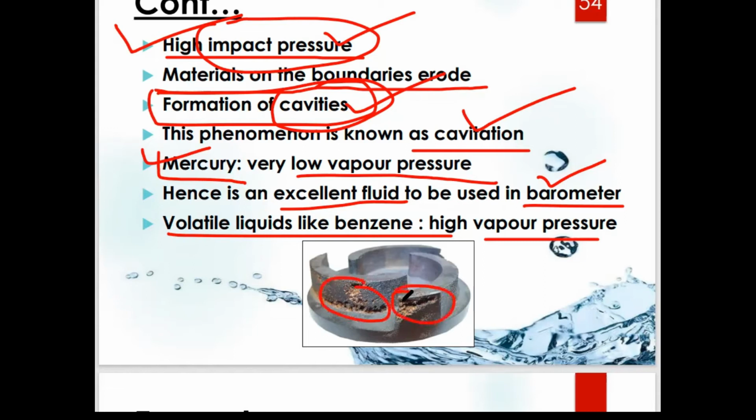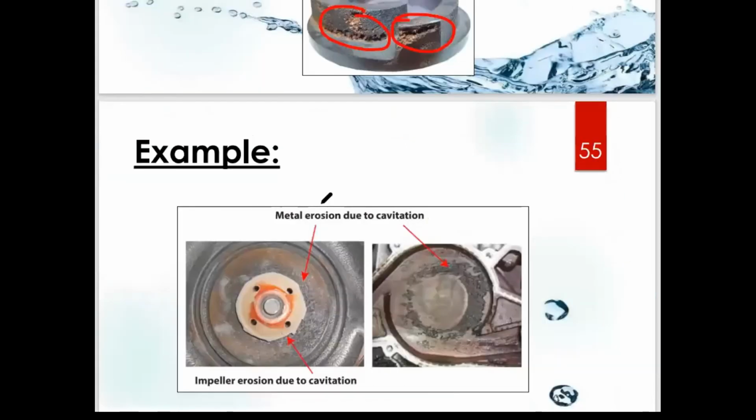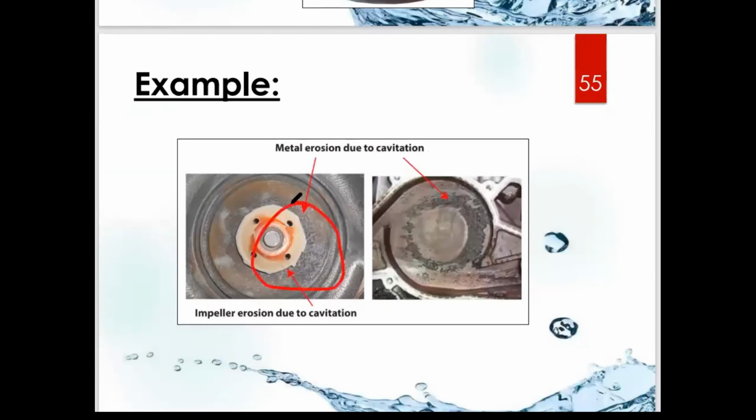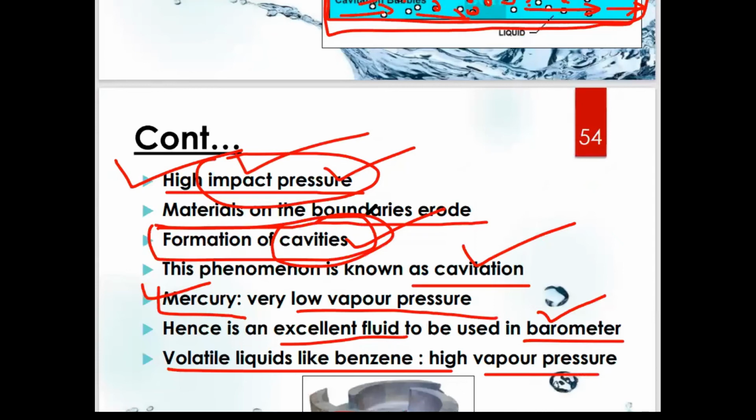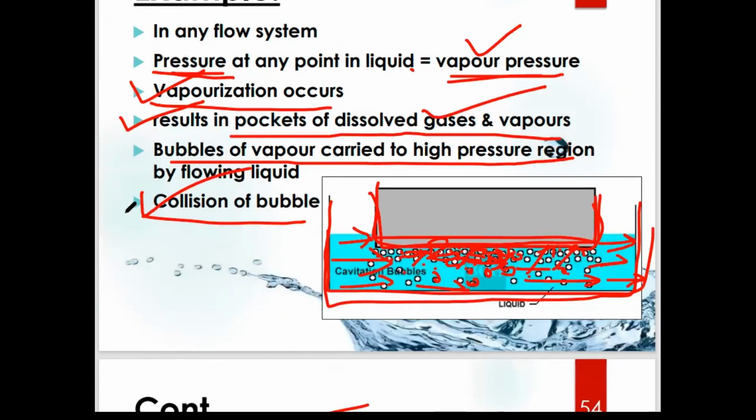You can see this in the case of turbines, and here you can also see how the erosion of the material has occurred. So this is cavitation: the erosion of the material due to the high impact pressure, which is generated due to the collision of the vapors.